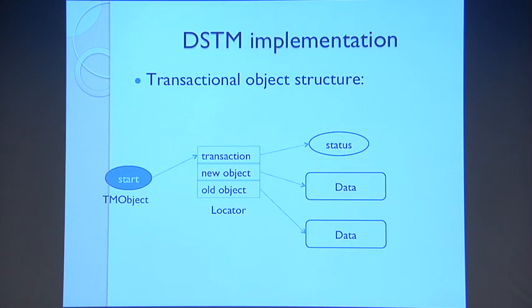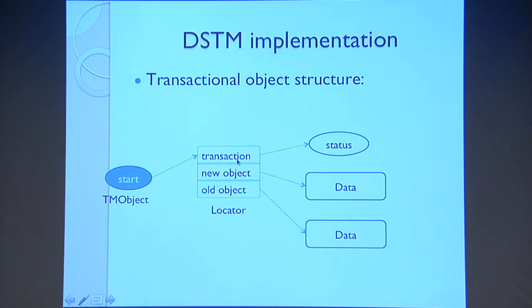So let's look at the implementation itself, because I think this is where things start to get trickier. As we said, in this DSTM all objects need to be wrapped by the TM object. What is a TM object? A TM object is basically a pointer to something called a locator. A locator has 3 fields.